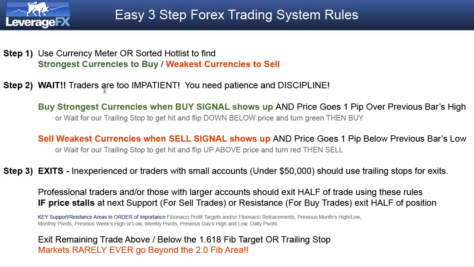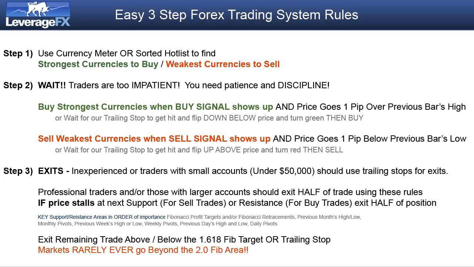That's a good trade. You buy the strongest currencies from step 1 when the buy signal shows up and price goes 1 pip over the previous bar's high. Or if you're a little bit more conservative, you want to eliminate some of the losing trades, have a higher winning percentage, wait for the trailing stop to get hit, and flip down below price and then turn green, then buy. You want to sell the weakest currencies when the sell signal shows up and price goes 1 pip below the previous bar's low. Or you can wait for the trailing stop to get hit and flip up above price and then turn red, then sell.